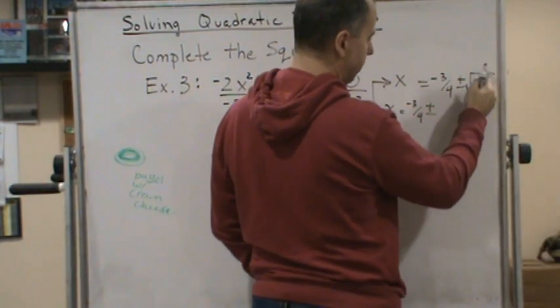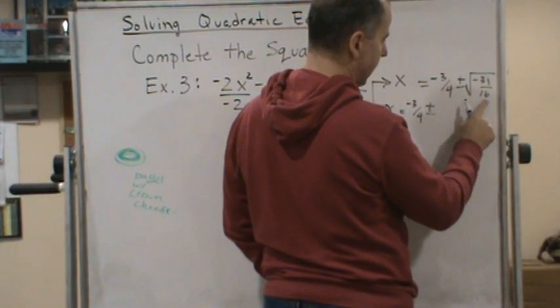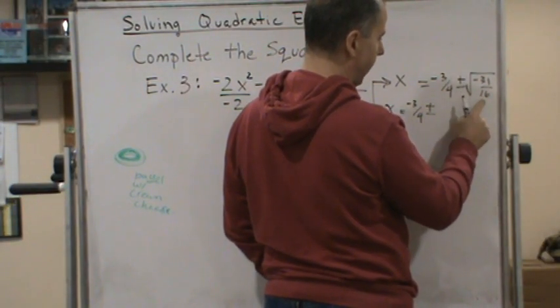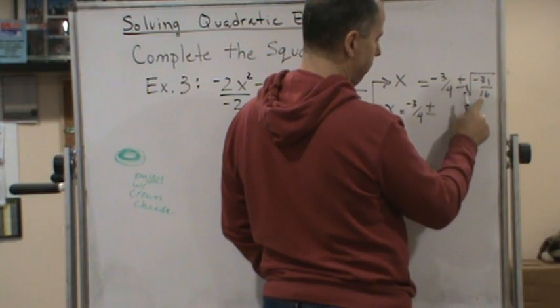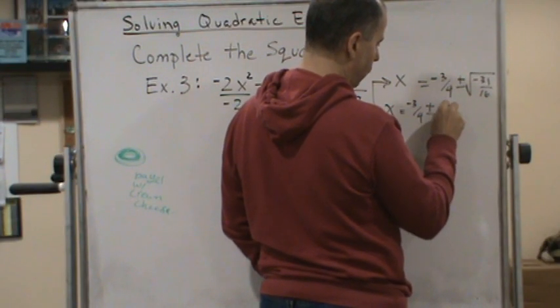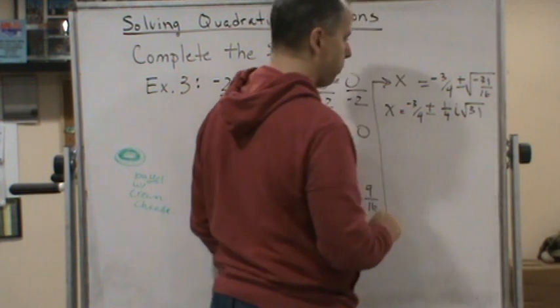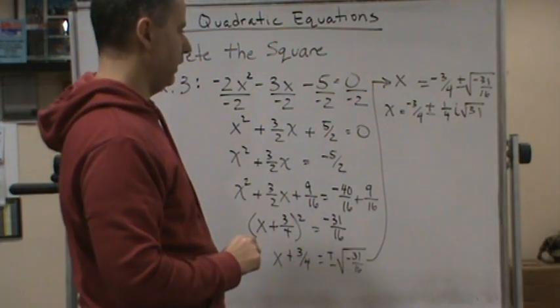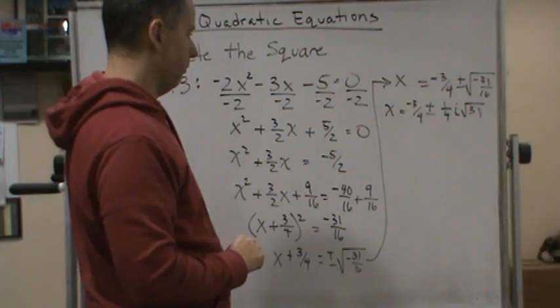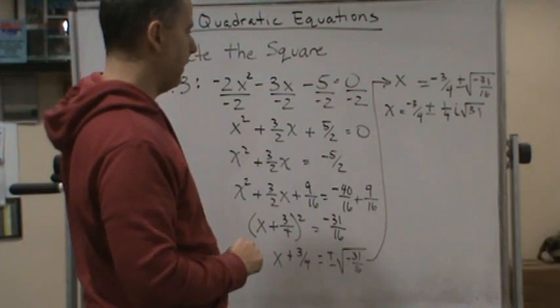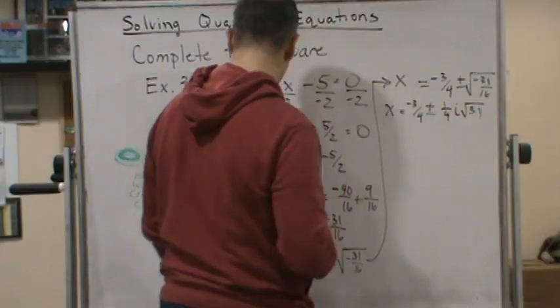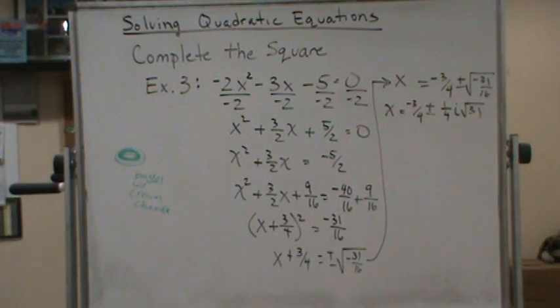And now we've got a negative here, so that's going to bring out an i, but we also got a 1/16 in here, which is a perfect square. And that's going to give us a fourth. So we're going to get plus or minus 1/4 i times the square root of 31. 31 is prime, so we can't reduce that any further. Okay, and that becomes our solution set. So our solution set is going to be -3/4 plus or minus 1/4 i times the square root of 31.